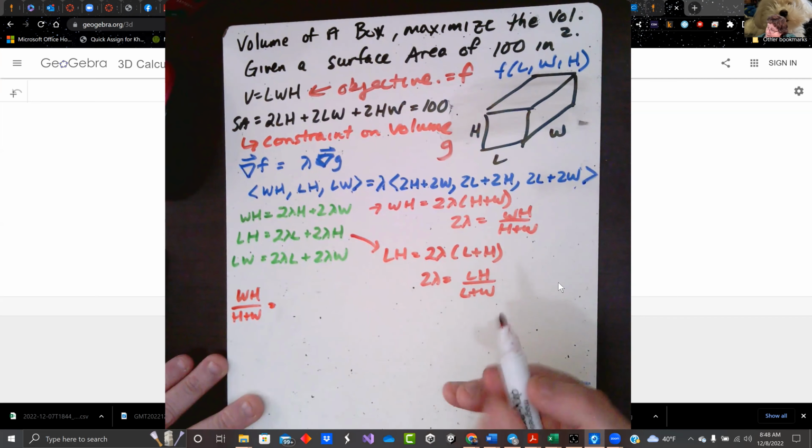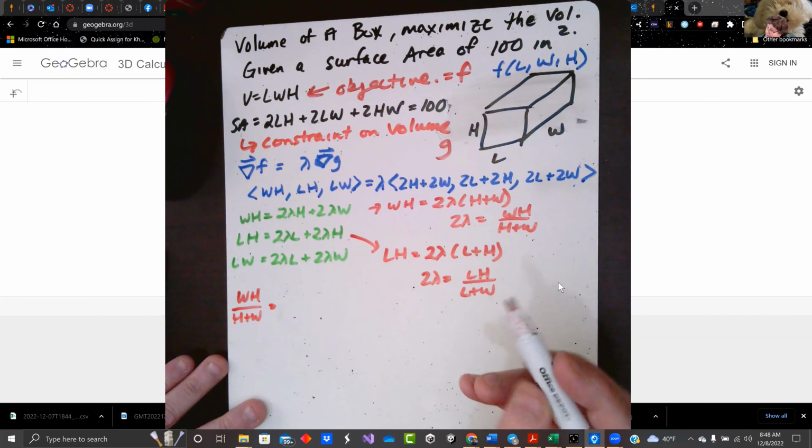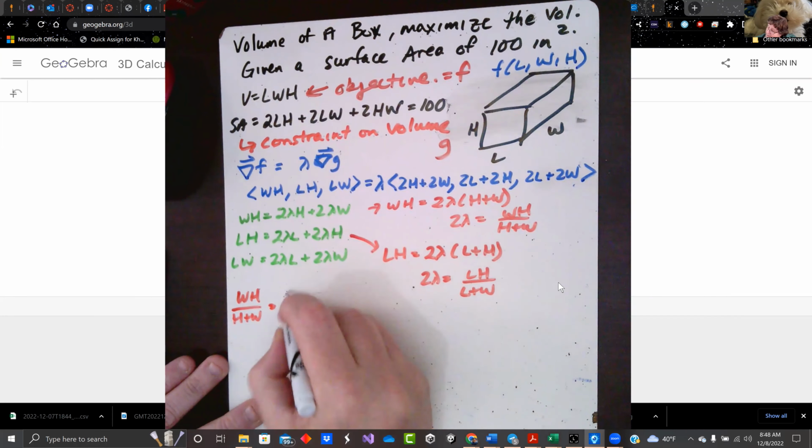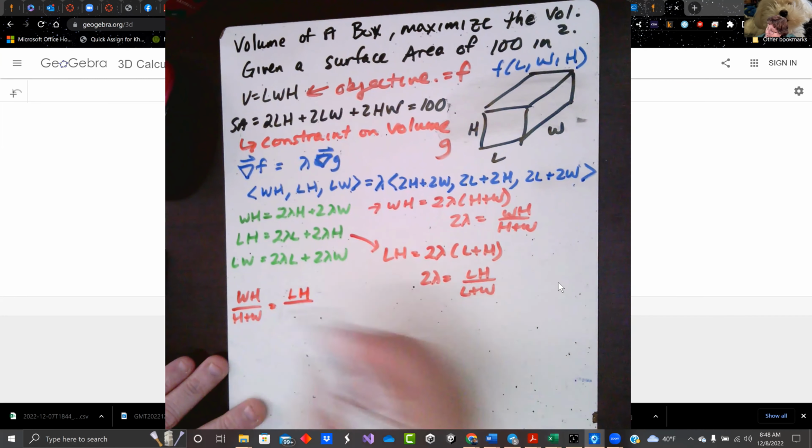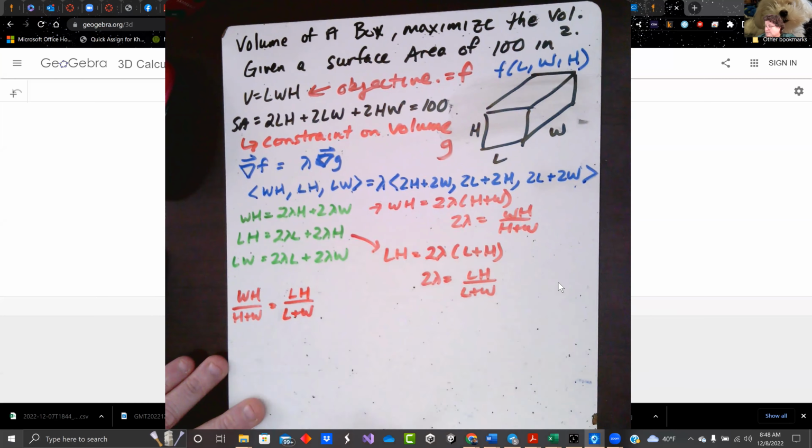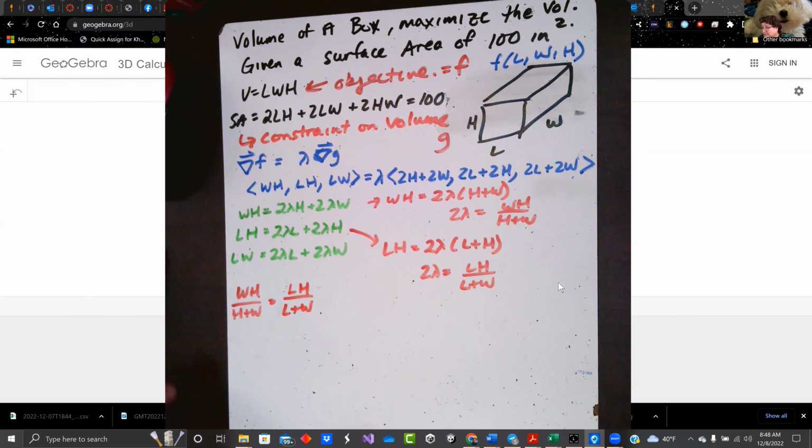This is ugly because I went with a difficult problem. Well, I've got H on both sides, so I'm going to eliminate one of the H's.